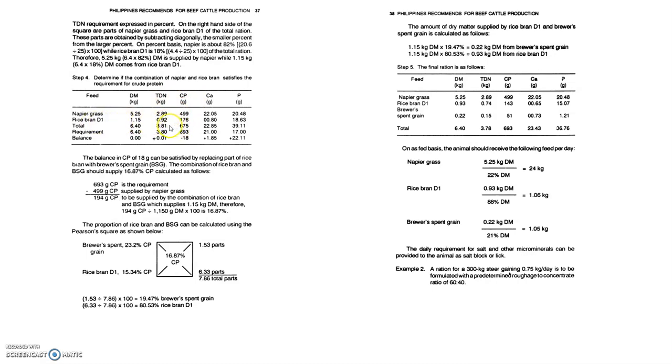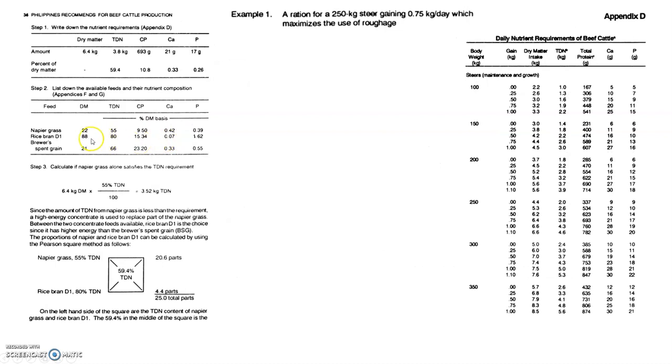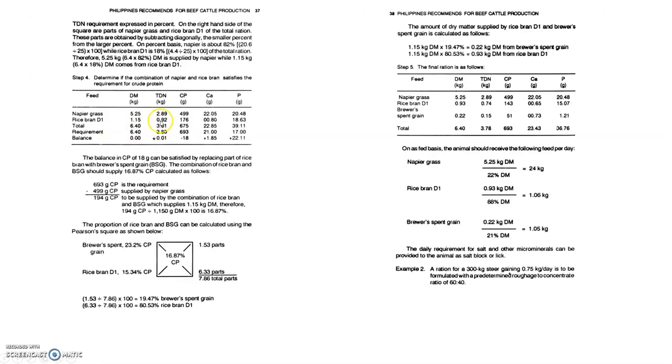So, alamin natin ilang percent ang dry matter ng rice bran kanina. So, 80%, sorry. 0.80 times 1.15 kilogram. So, ang sagot ay 0.92 kilogram. So, meaning, ito yung amount ng rice bran na idadagdag mo doon sa feed para makompleto yung kanyang total digestible nutrient. So again, ito yung total nito, 2.89 plus 0.92 is 3.81.